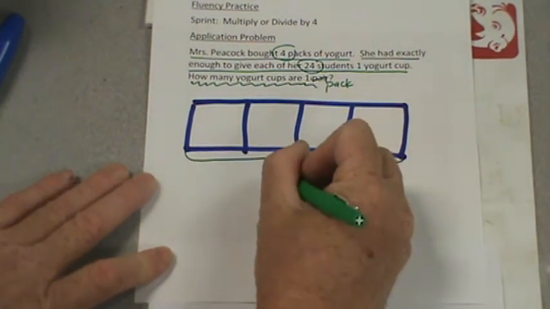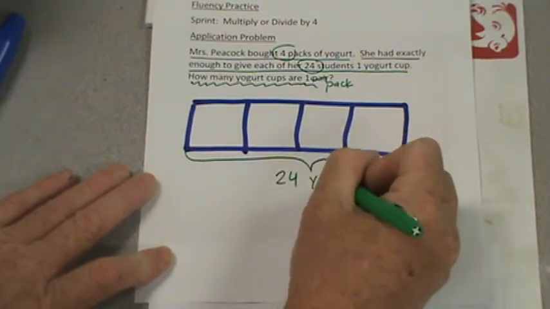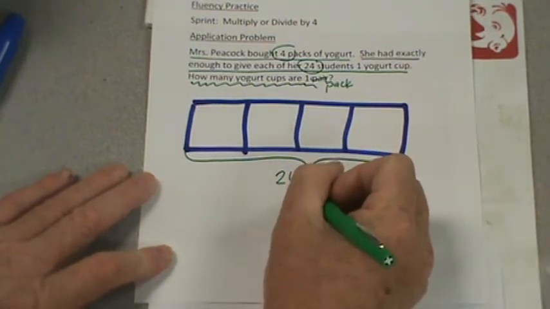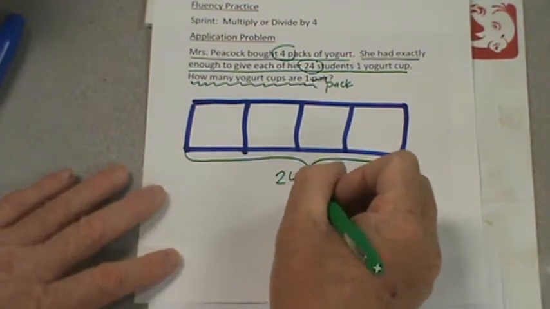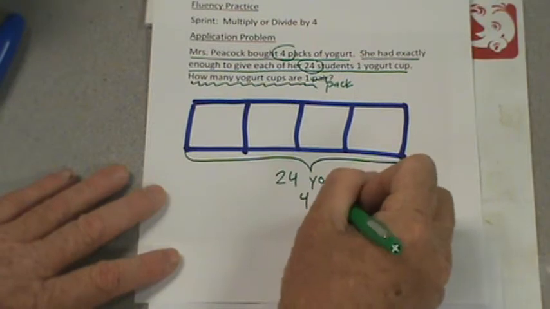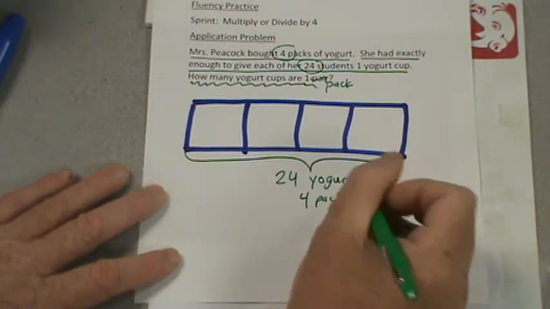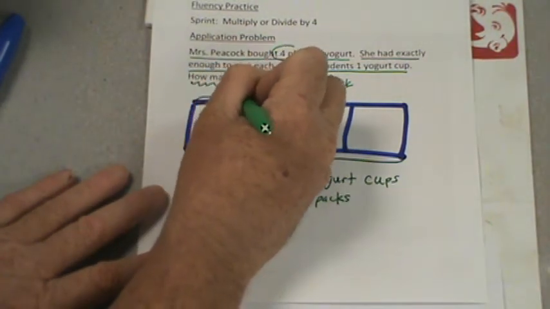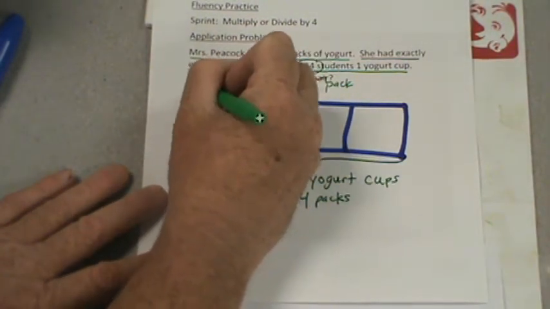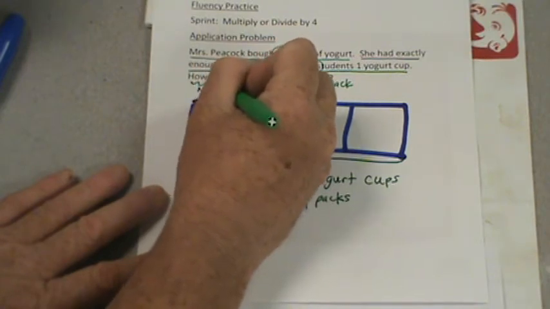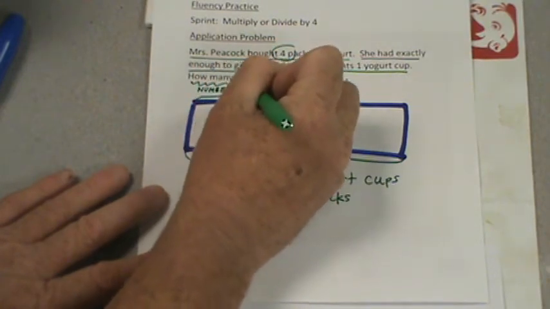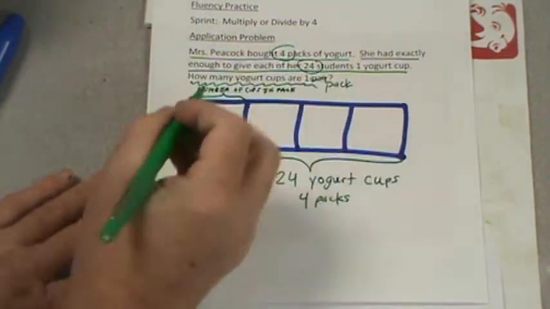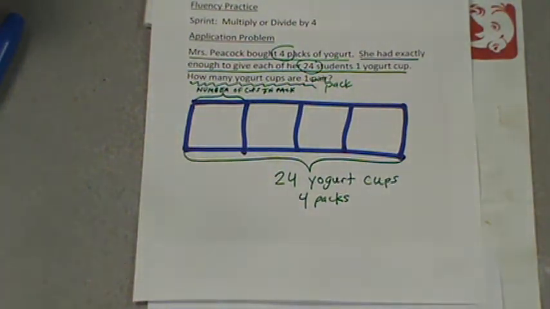Because there's 24 students and each one got 1. So we're going to put 24 yogurt cups. And also we know that there's 4 packs. So what we don't know is the number of cups in a pack. Number of cups in pack. It's kind of shorthand. So that's what we don't know. We don't know the number of cups in 1 pack.